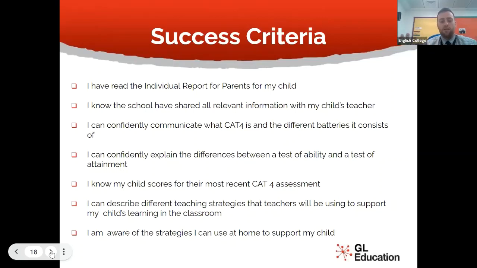You now know your child's scores for their most recent CAT4 assessment, and you can describe some of the teaching strategies that we use at the English College to support your child's learning in the classroom. And hopefully you've managed to take away some strategies that you can use at home to support your child.